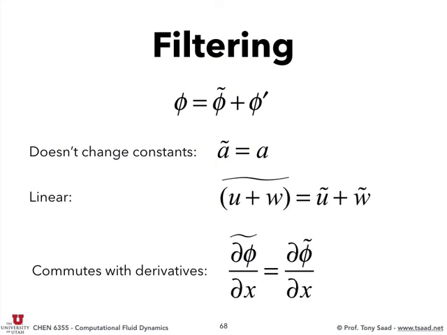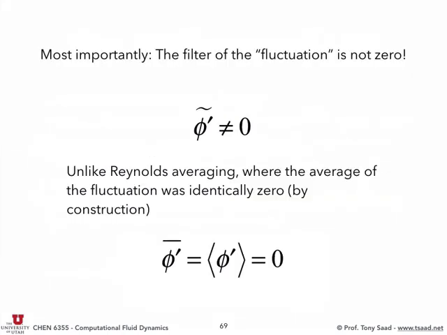So the properties of the filter, if you look at the mathematical definition, is that it shouldn't change constants, it should be linear. So the filter of the addition is the addition of filtered quantities, and it should commute, it should be independent of time and space. So it should commute with derivatives. Now most importantly, and that's the most important property of filtering, is that the filter of the primed quantities is not zero. And that's the key difference between filtering and averaging.